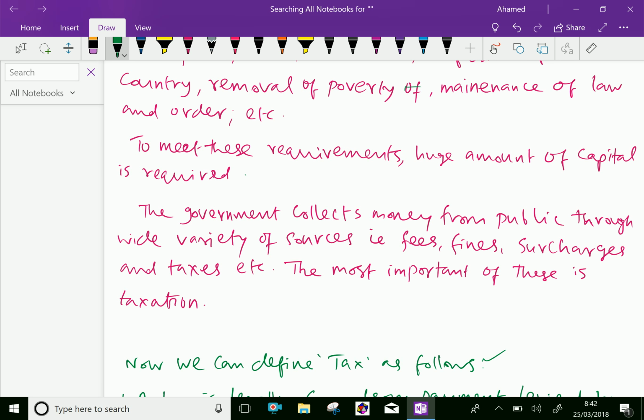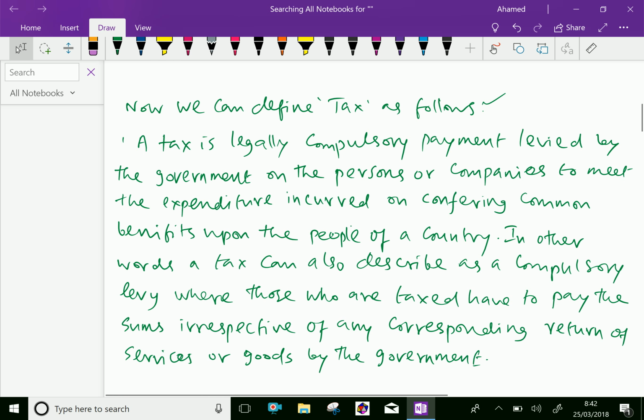A government collects money from the public through a wide variety of sources like fees, fines, surcharges, and taxes, etc. The most important of these is taxation. Now, let us define taxation. A tax is a legally compulsory payment levied by the government on persons or companies to meet the expenditure incurred on conferring common benefits upon the people of a country.